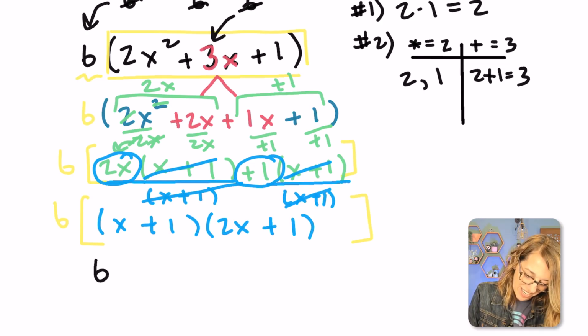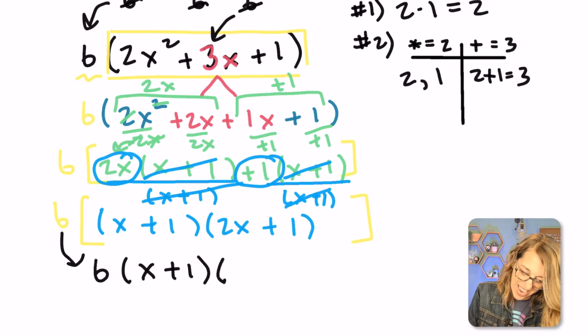Okay, so what does our final answer look like? I've got that 6 as my GCF out in front. I have an x plus 1 and a 2x plus 1.